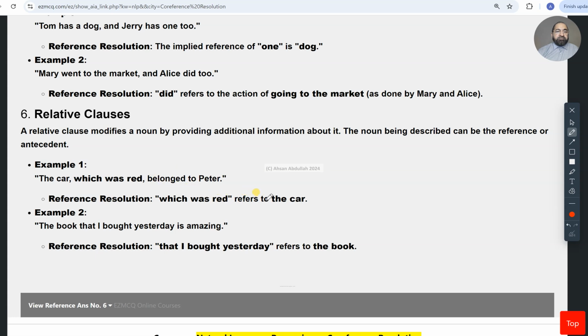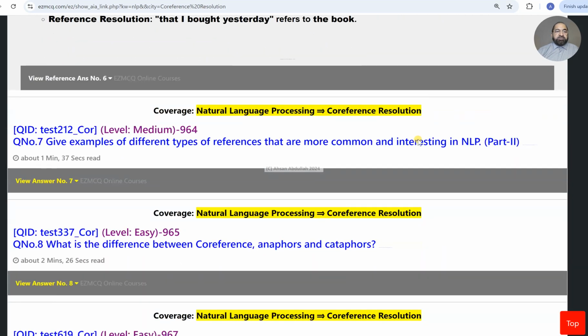The car that referred to the car, the car which was red. All right. The book that I bought yesterday is amazing. So what is amazing? The book which was bought yesterday. So this is with reference to the relatives. Now it gets more interesting and challenging. Let me go on to those specific ones.